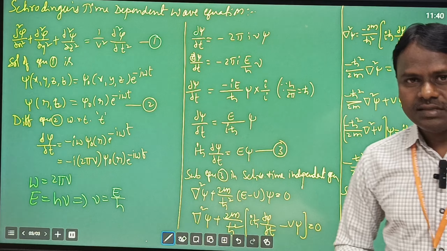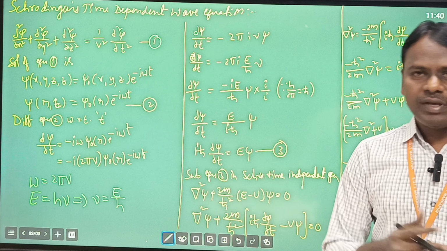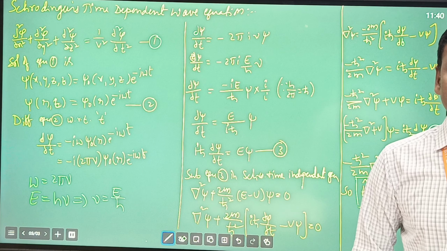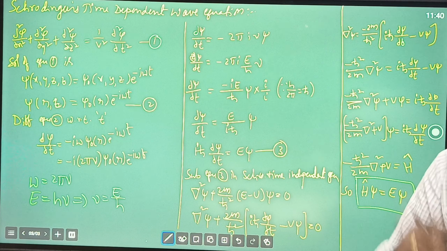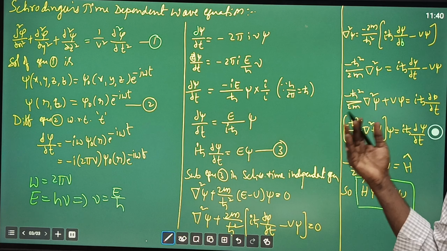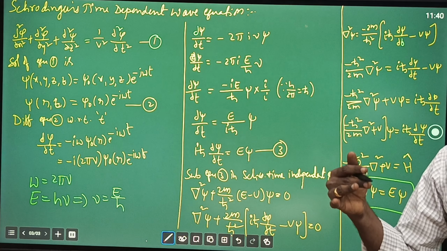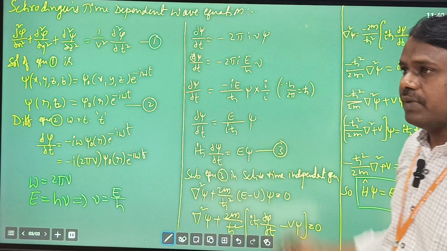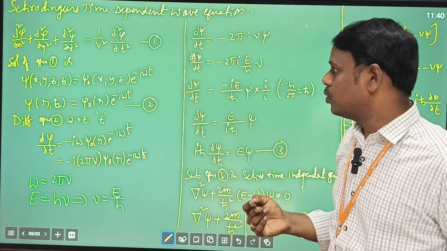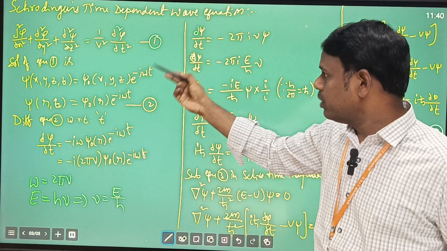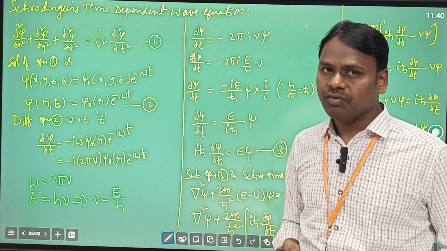As we all know that according to de Broglie's hypothesis, if there is any particle, there must be a wave. If there is a wave, we can write a wave equation. What is the wave equation which is associated with the particle? Dou square psi by dou x square plus dou square psi by dou y square plus dou square psi by dou z square is equals to 1 by v square dou square psi by dou t square. Let it be equation number 1.